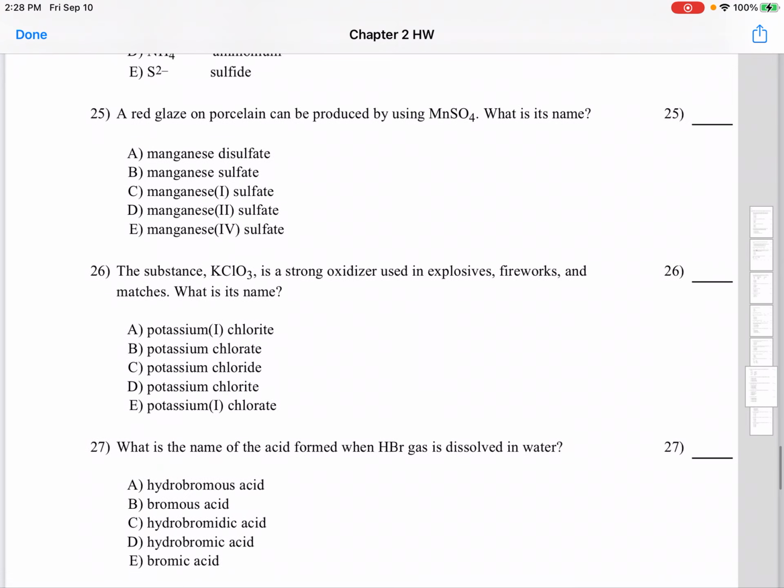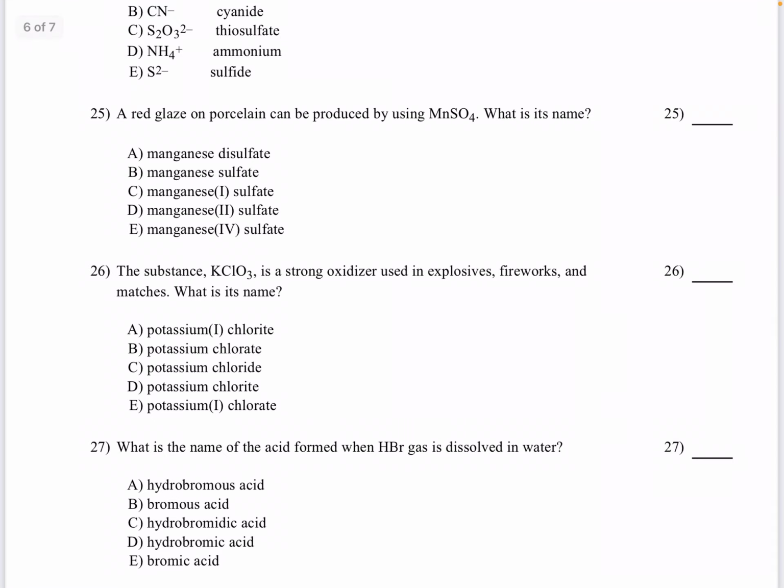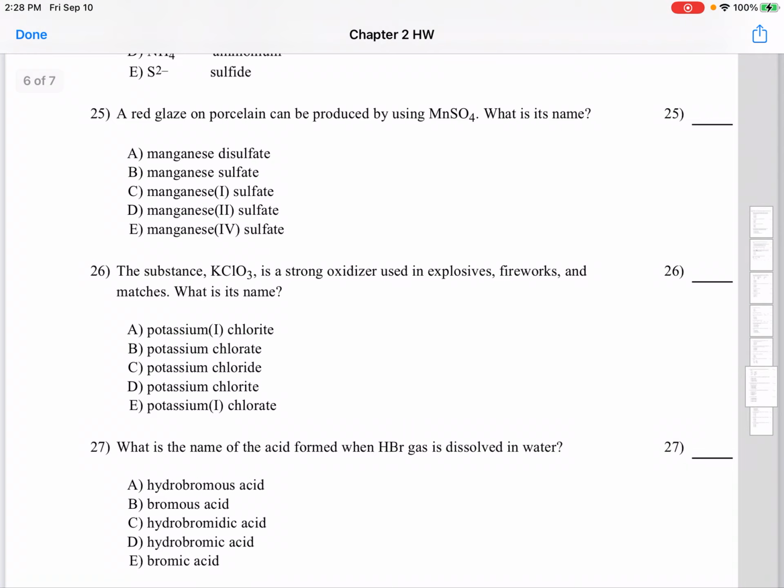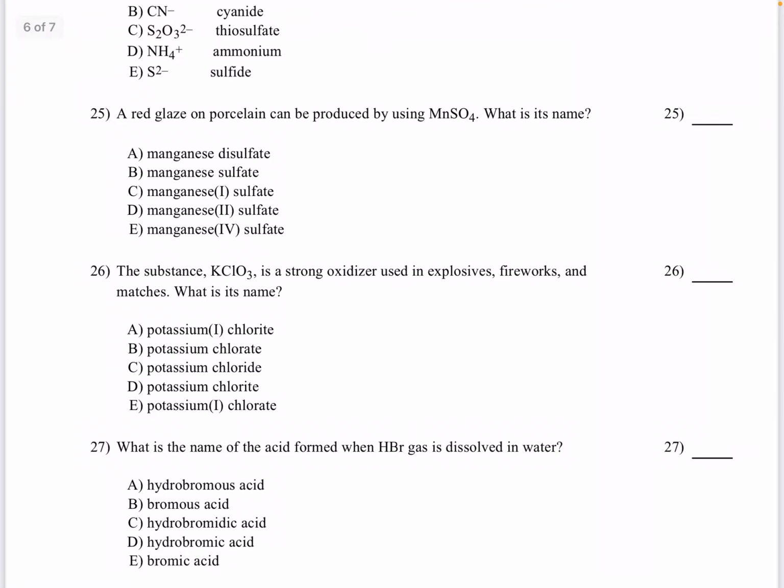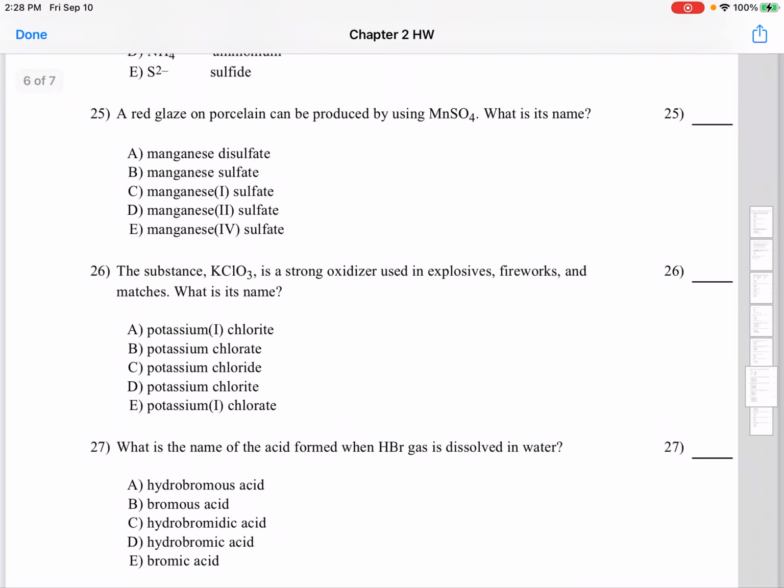Okay, now I showed you where to find the answer. You can do that. And then 25. Name of MnSO4. Now the manganese, where's my pen?